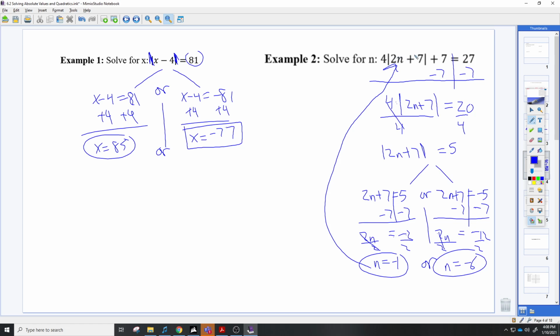Negative 2 plus 7 is 5. 5 times 4 is 20. Plus 7 is 27. Negative 6 times 2 is negative 12. Plus 7, negative 5. Absolute value of negative 5 is 5. Times 4 is 20. Plus 7 is 27. You can check it. That's just a very quick check. But they should work if you plug them back in.